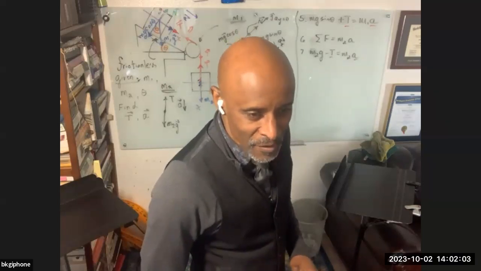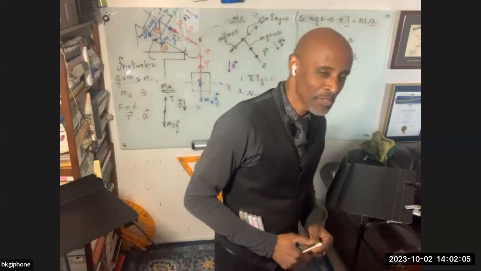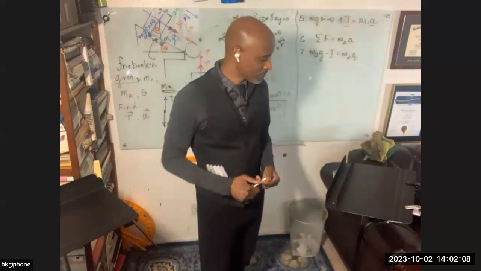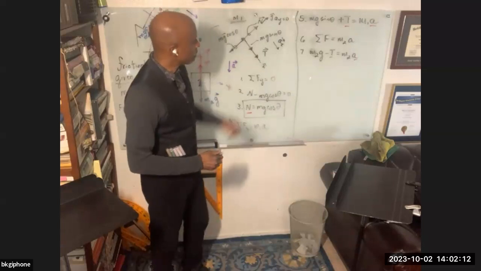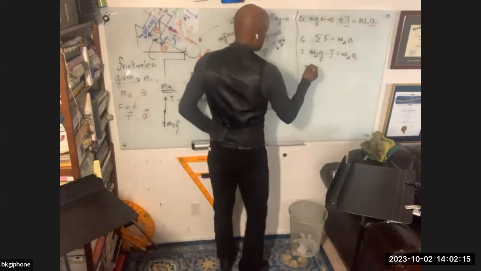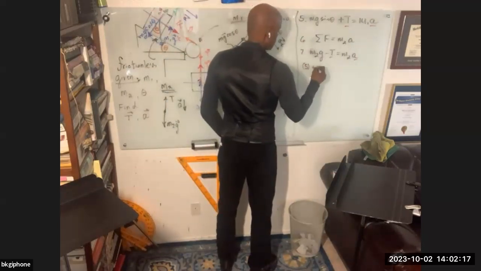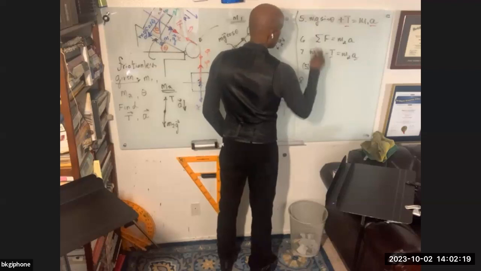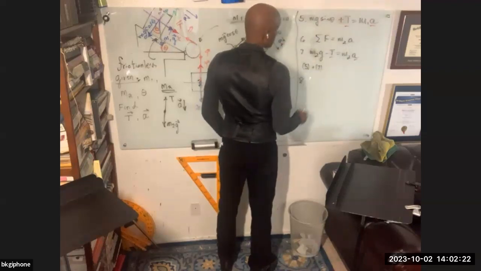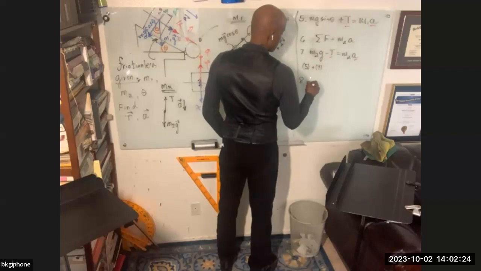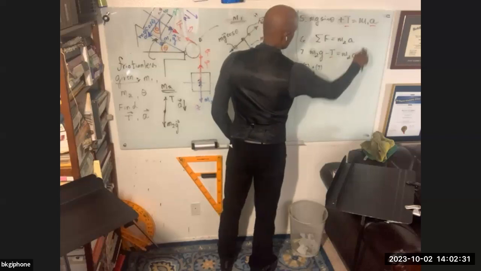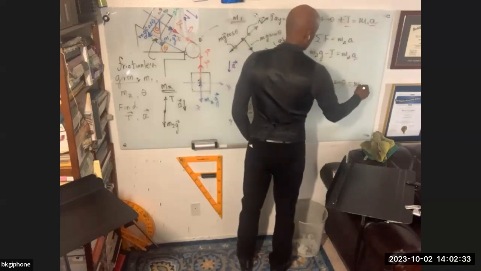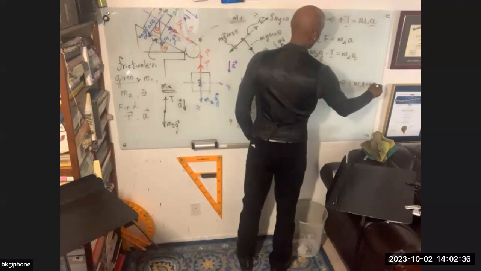Okay. All right. Cool. Awesome. So let's get it. So we add equations 5 and 7. Like I said, the tension goes out, plus this, so that's going to be m2g plus m1g sine theta. On the other side, I've got m1a plus m2a.